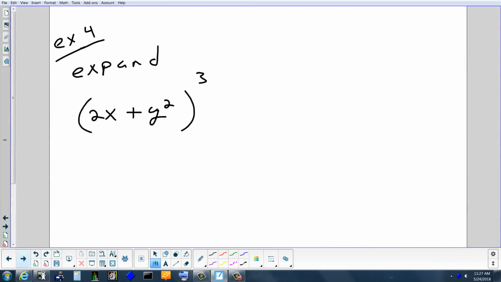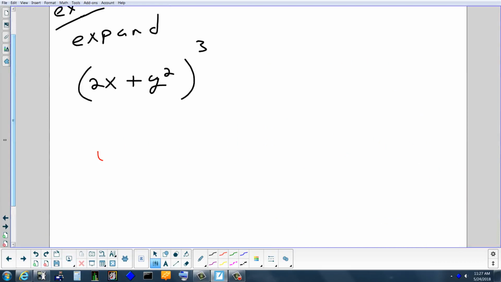I'm not going to do this one out, but what's going to happen at some point is you're going to get something like this. I just want to know, how do you deal with a power to a power? Yep. You multiply. So anytime you have a power raised to another power, you need to multiply. And that'll come up in this one.